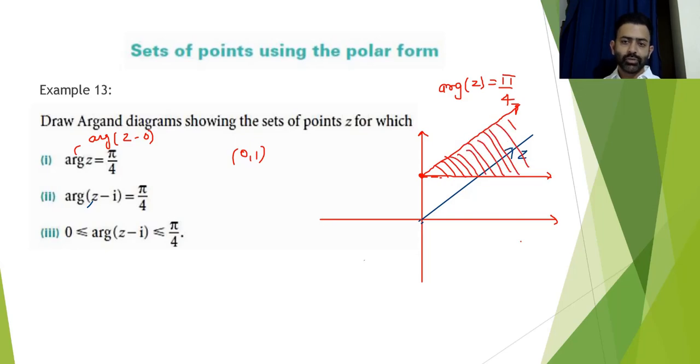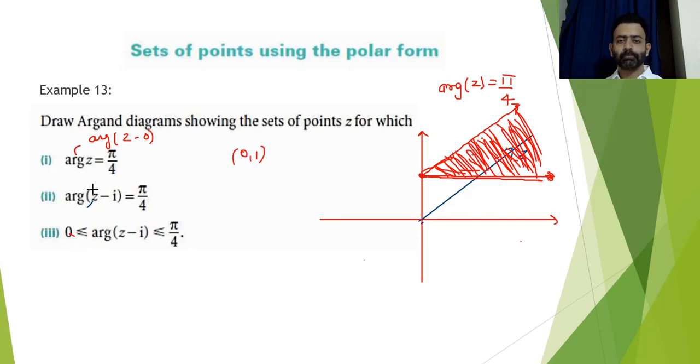This shaded portion indicates that the argument is greater than 0. Greater than 0 means again the horizontal axis: the angle should not be below this line parallel to the x-axis. It should be greater than 0 and less than pi by 4, so you will get a region for this. This is your third answer. All the complex numbers satisfying this inequality will lie within this region and on these straight lines also, because equality is there.